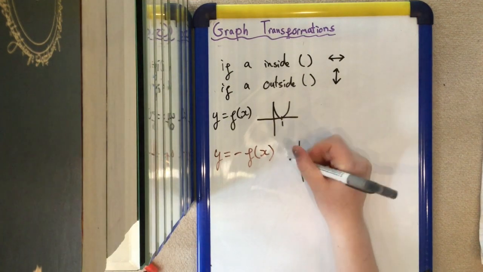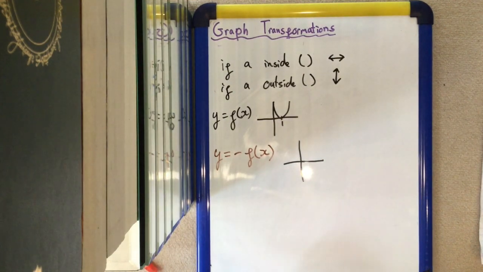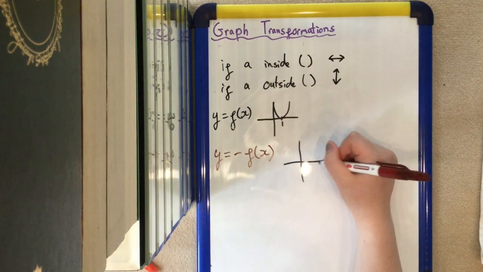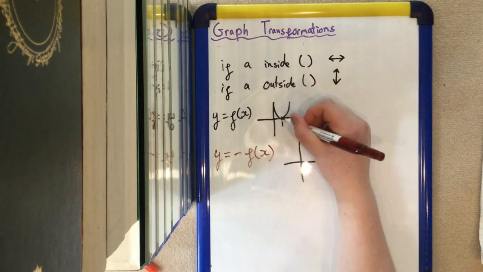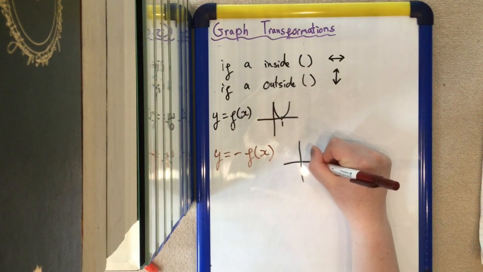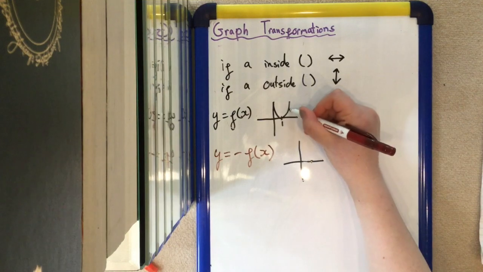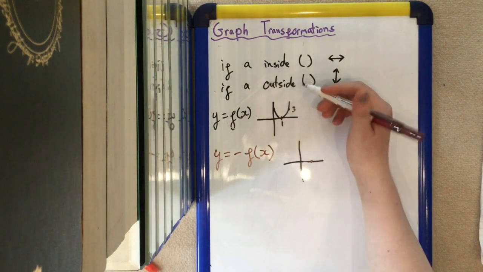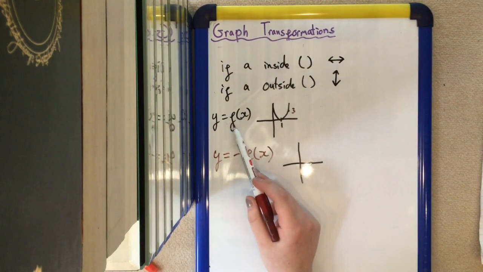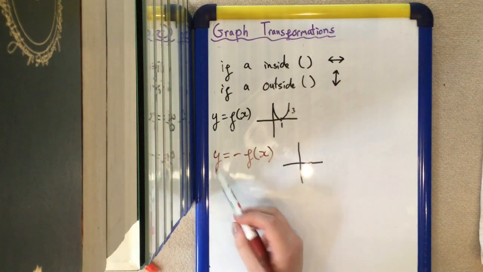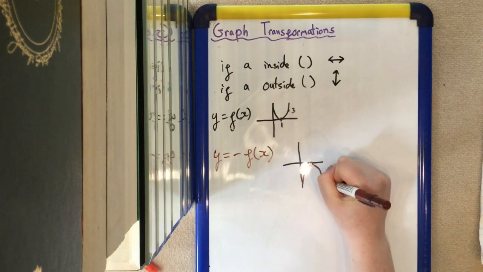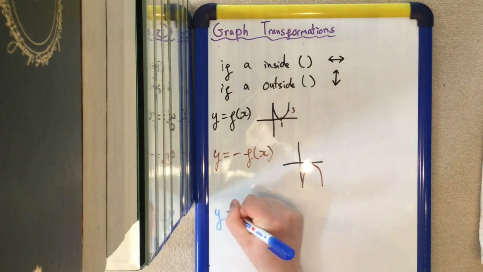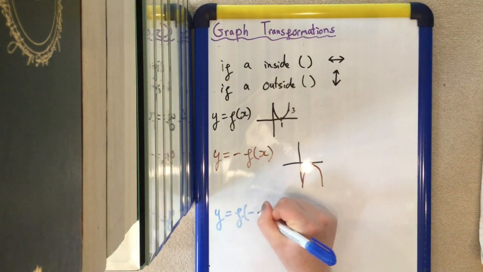As I said before, this f of x and this f of x are the same number. So at this minimum point, f of x is 0, and minus 0 is still 0, so your y is still 0. But if I take a point over here, and let's just imagine this height is 3, f of x is 3, which means that this y would be minus 3. So I know the graph does this. The other option is, of course, to have the negative inside the brackets, so y equals f of minus x.